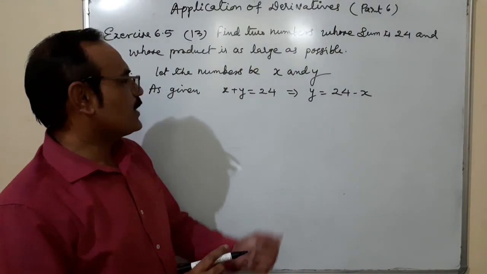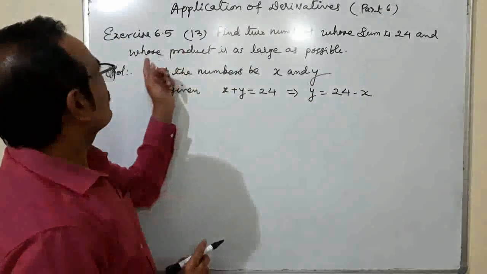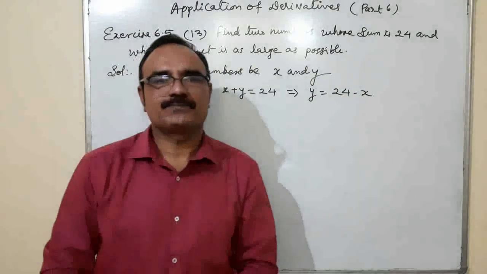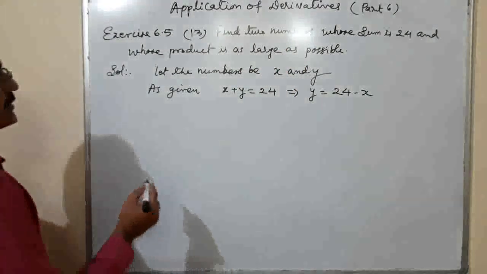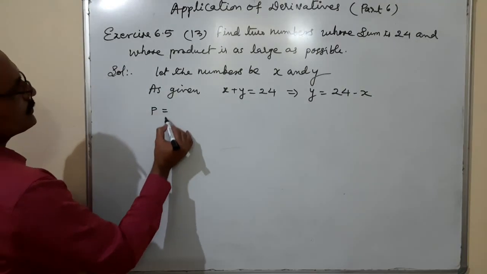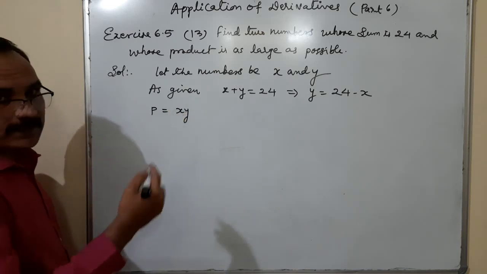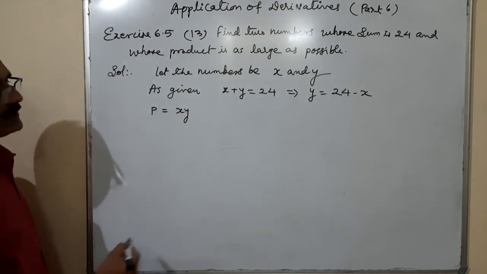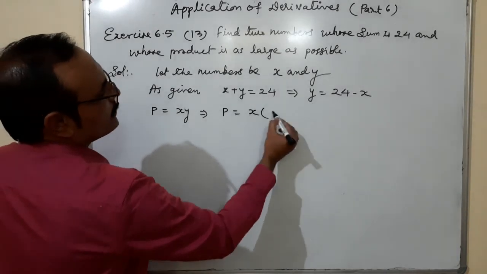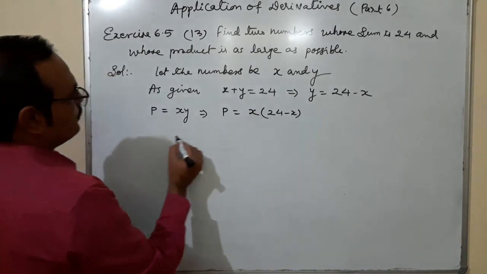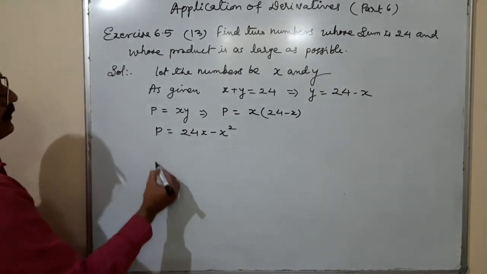So there are two numbers we have. One number is x and the second number is 24 minus x, whose product is as large as possible. So the product of two numbers, I am writing here P is equal to x into y. Okay. And this we are going to prove is as large as possible. That means we'll have to differentiate this term. P is equal to x, in place of y, 24 minus x. That means P is equal to 24x minus x square.